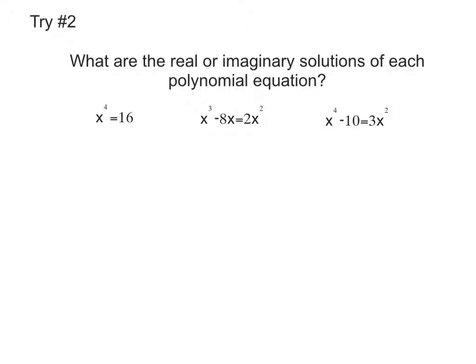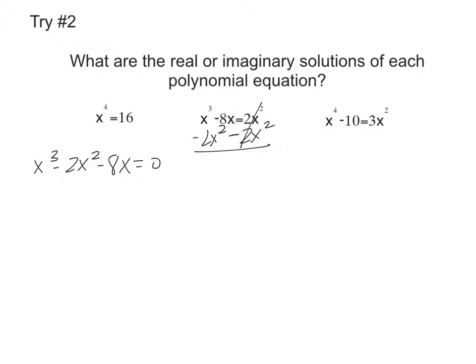All right, here we go. So on the next one, I need to subtract, oops, I'm going to go back to black. So subtract 2x squared. And I'm going to rewrite all this all the way to the right. So that makes x cubed minus 2x squared minus 8x equal to 0.